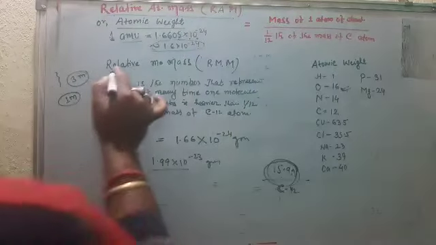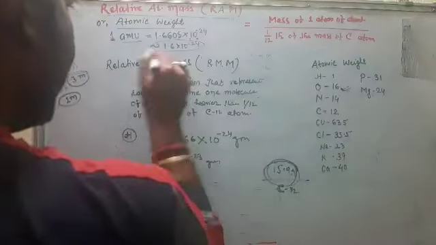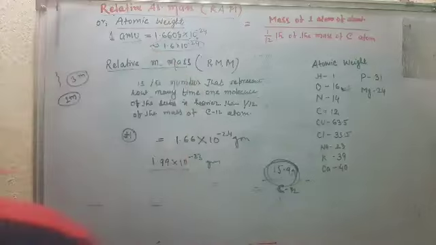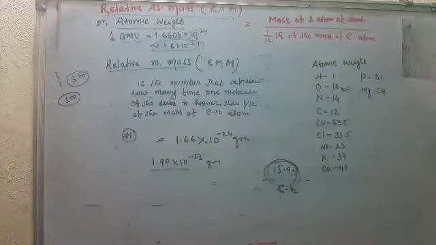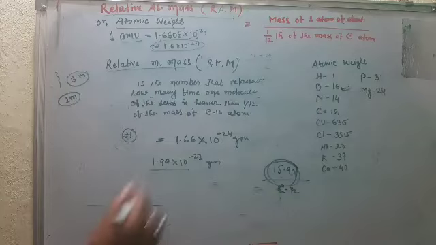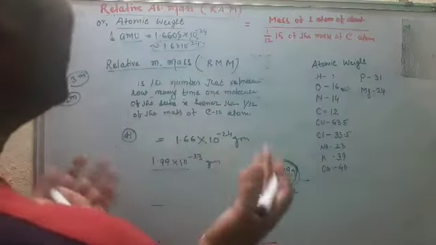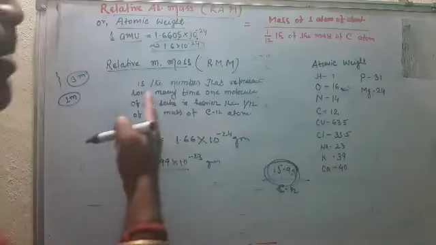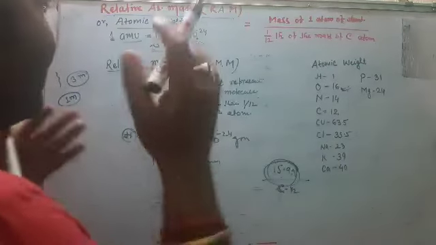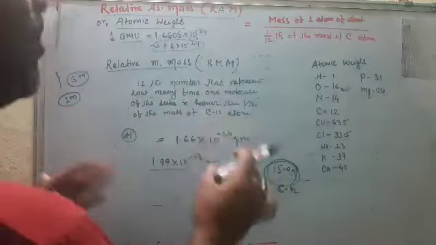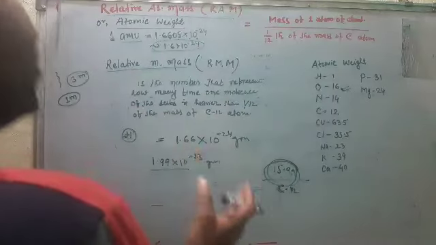Clear? Now relative molecular mass, this M means the relative molecular mass, RMM. So what is RMM? Relative molecular mass is the number that represents how many times one molecule of the substance is heavier than 1/12 of the mass of a carbon 12 atom. That means again there is a comparison.